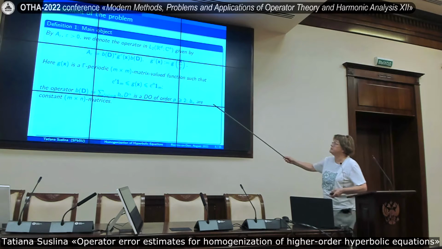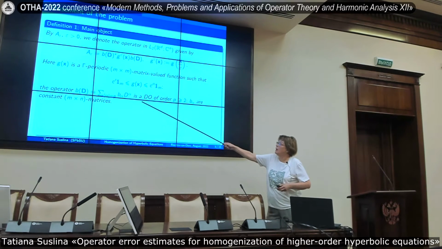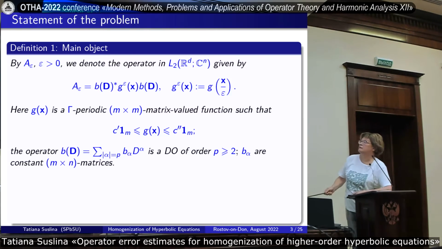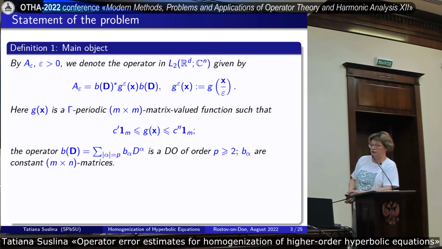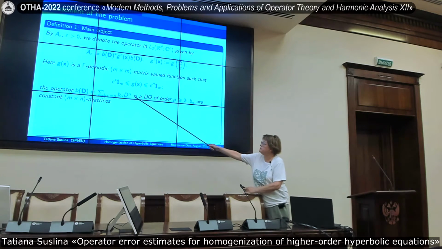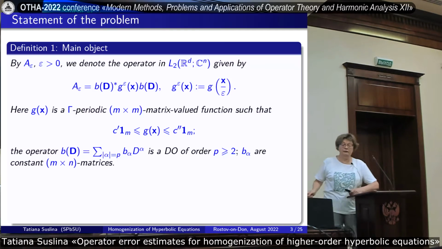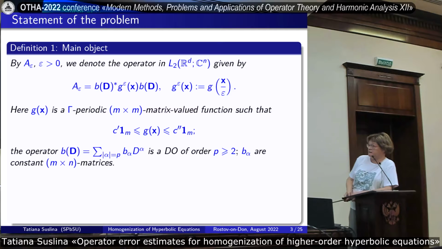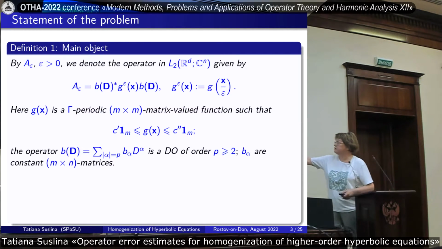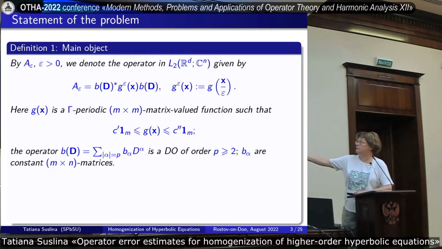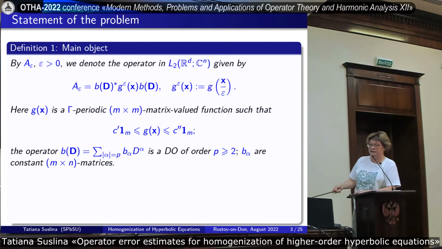Next, this operator B of D is a homogeneous differential operator, a matrix differential operator of order p. Here all derivatives are of order p. B alpha are constant matrices of size m by n. And we suppose that p is greater or equal than 2. So the order of the operator is at least 4 or 6, etc.